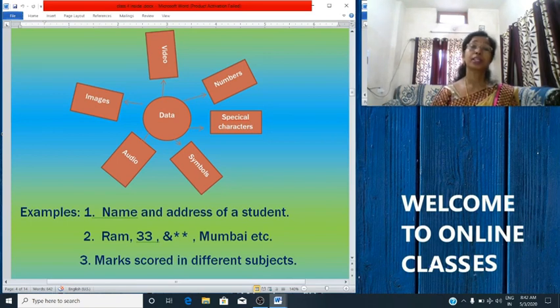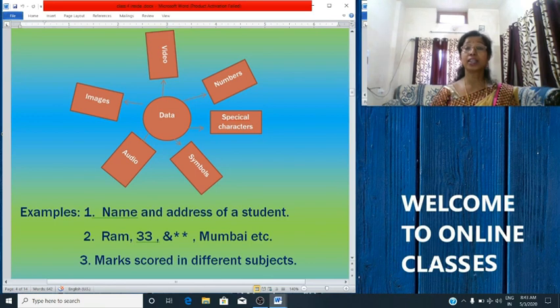Now, data is input we give to the computer. We feed this data into the computer through the input devices. Now, data may be in the form of numbers, text, images, audio clips, special characters, and video.